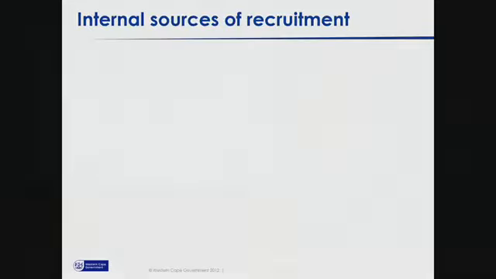Now, you should know that there are internal and external sources of recruitment, and they often ask you to either identify or list internal sources of recruitment or external sources of recruitment. And there are different ways of asking the question. They can give you a scenario in which there are different types of recruitment sources used, and then they can ask you to identify them and to categorize them in terms of whether they are internal or external sources of recruitment.